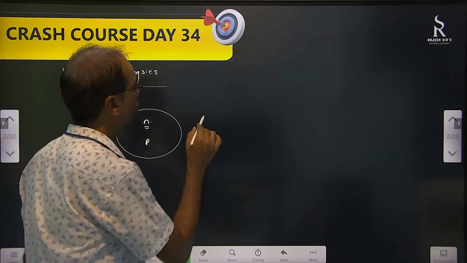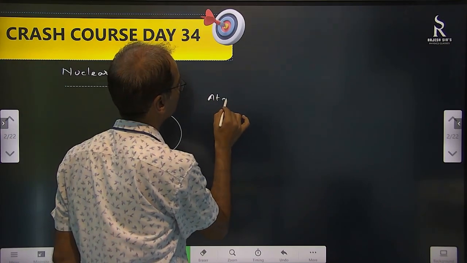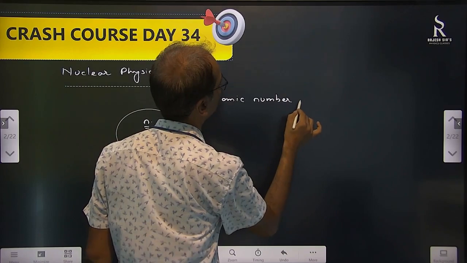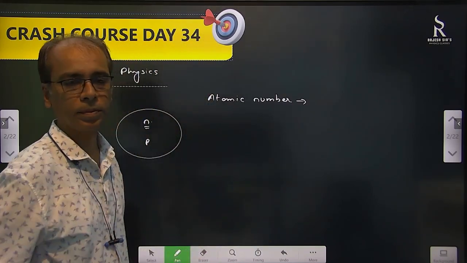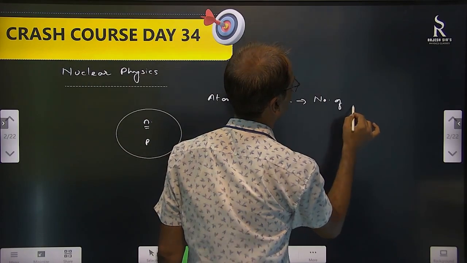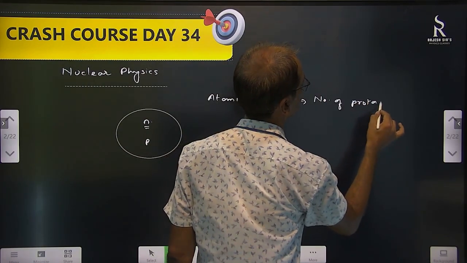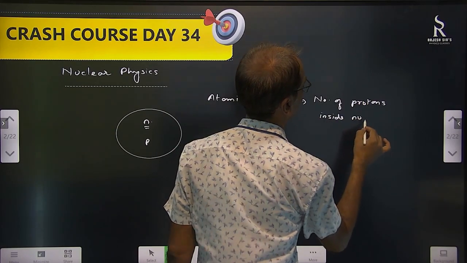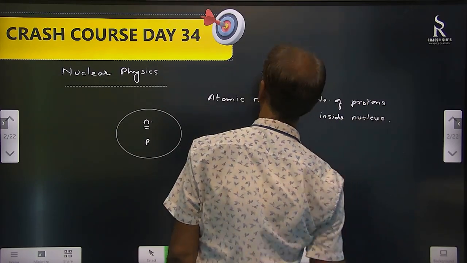We know atomic number. Atomic number is the number of protons inside the nucleus. And another term is mass number.